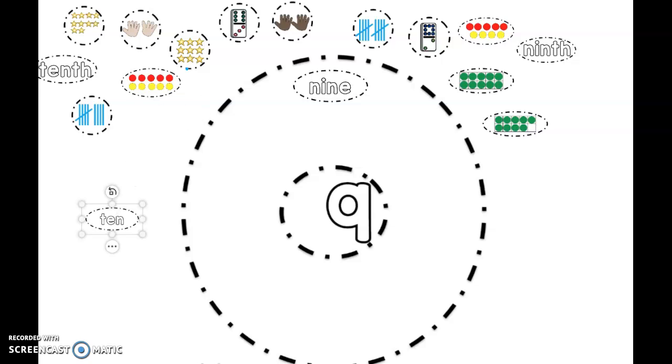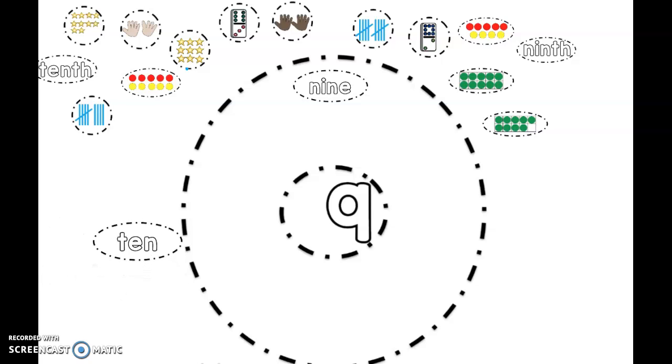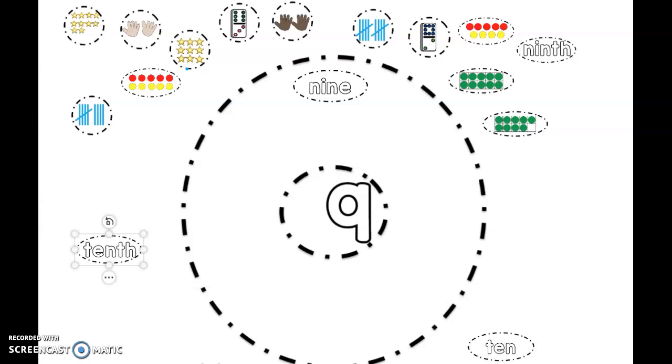All right. So if this is T-E-N, is that going to start with 9? No, because we already have 9 and 9 starts with N. This starts with a T. That's 10. So I don't want that one. Let's go ahead and look at the rest of the words.